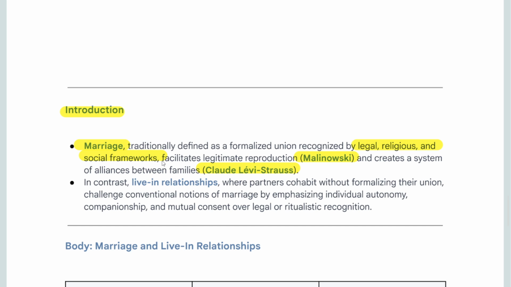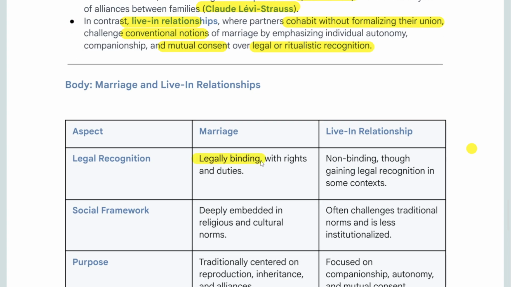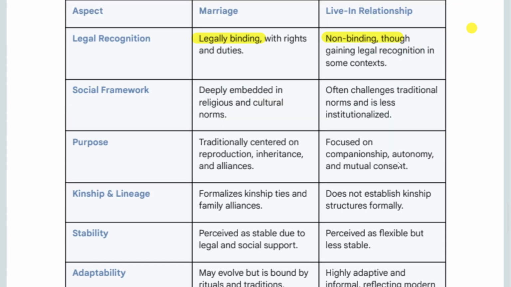But live-in relationships, cohabiting without the formal marriage contract, they challenge these traditional ideals. They really emphasize individual autonomy, companionship, mutual consent, often over the legal stuff or the rituals. So choosing connection without the traditional baggage, perhaps. How do they stack up against marriage? We can see clear contrasts. Legal recognition: marriage is binding, rights and duties. Live-in, generally non-binding, though that's changing legally in some places.